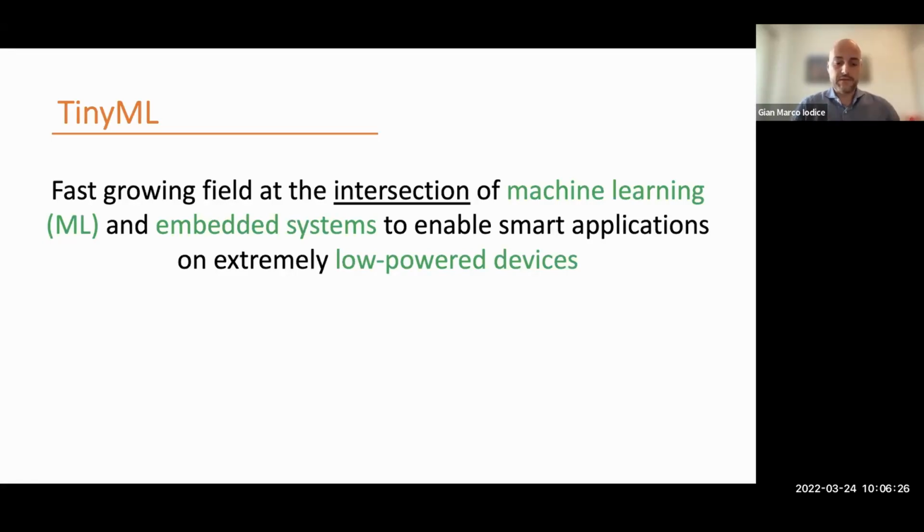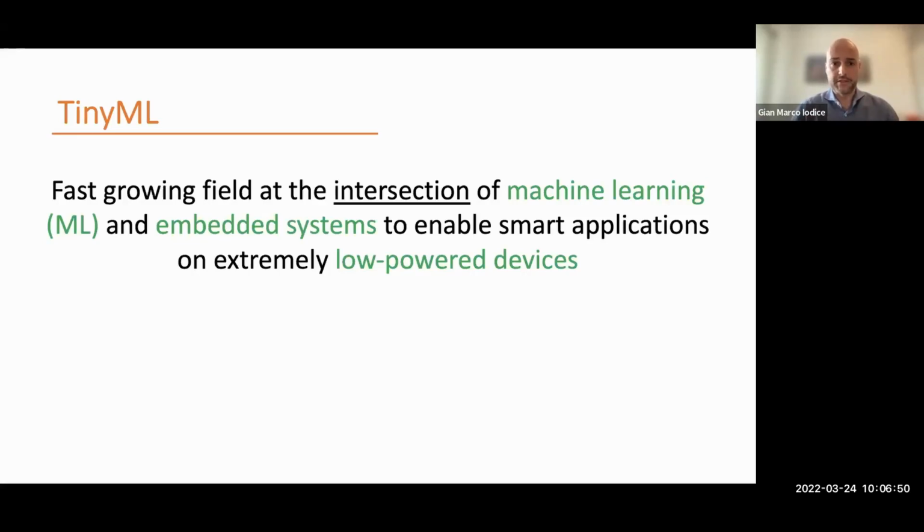The definition you can find here is more or less what you can find on the internet and other places: a fast-growing field at the intersection of machine learning and embedded systems to enable smart applications on extremely low-power devices. So as you can see here, there are three important words, three keywords.